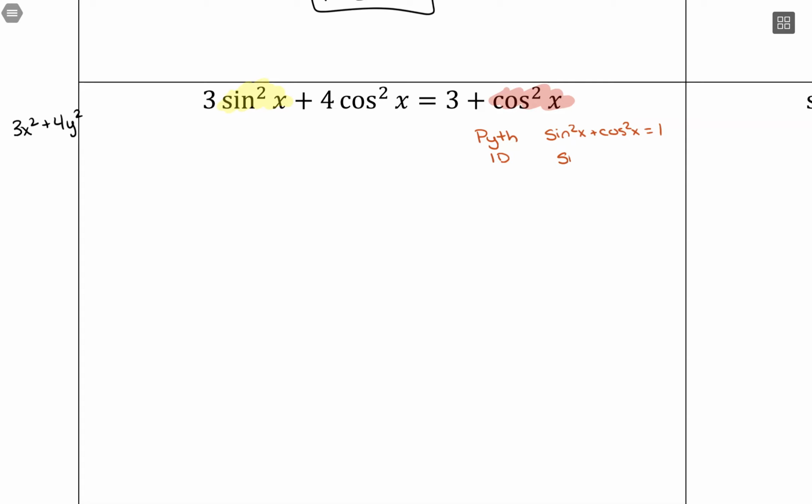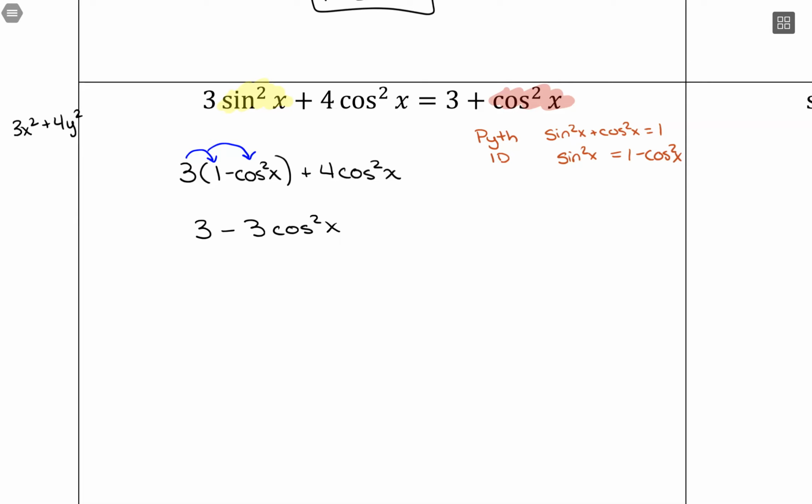So what I'm going to do is solve for sine squared, which would be subtracting cosine squared from each side. So I can make this substitution of 1 minus cosine squared. So we'd have 3 times 1 minus cosine squared in parentheses plus 4 times cosine squared. I'm going to distribute the 3 in. So we'll have 3 minus 3 times cosine squared plus 4 times cosine squared, which right there is the equivalent of like 3 minus 3y squared plus 4y squared.